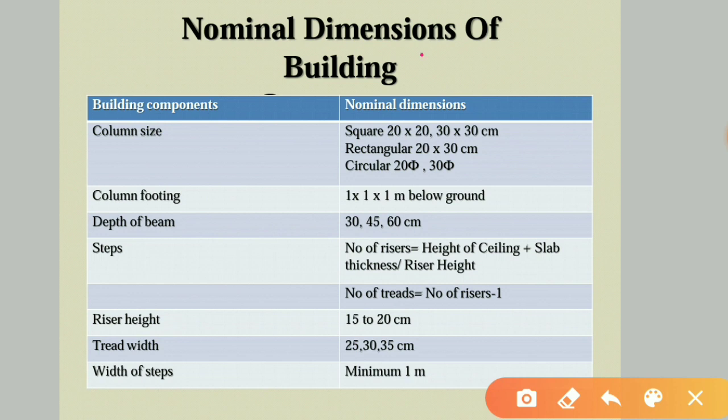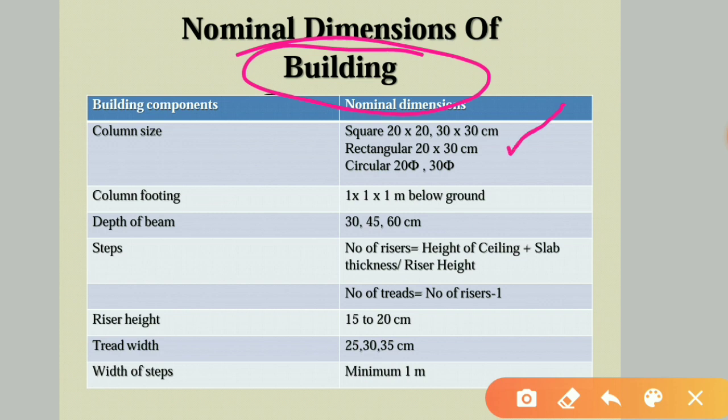So coming to the dimensions of the building. Building components we have seen. So building elements, what are the elements you are using in the building or components? In those components, what sizes are you adopting? Column size is 20 by 20 centimeters square, or 30 by 30 centimeters, or 20 by 30 centimeters.